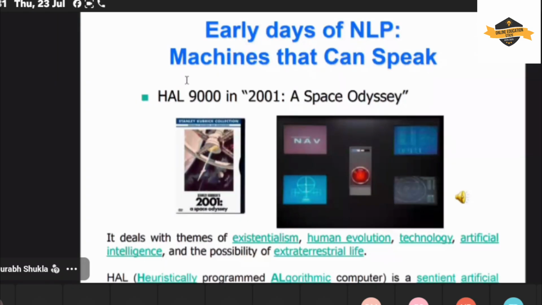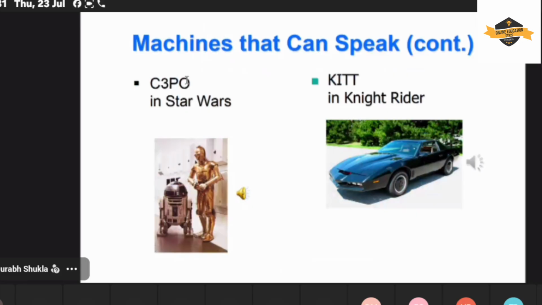So coming back to the early days of NLP, there was a Space Odyssey program, which actually deals with human evolution, artificial intelligence, possibility of extraterrestrial lives, and all those things. So machines can speak. They have written a book also on that part. Some movies are also there where machines started speaking with humans, started making decisions also. So these are some of the things mentioned in the slides.